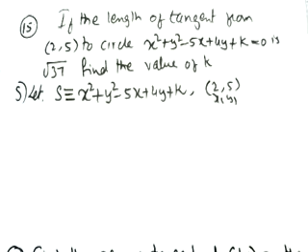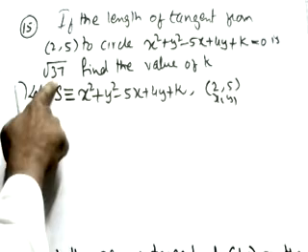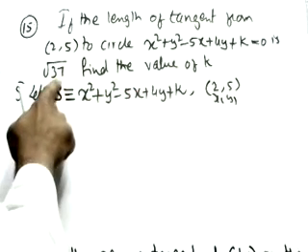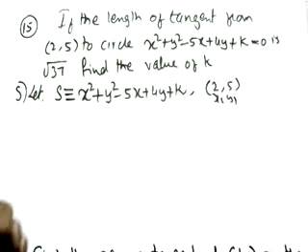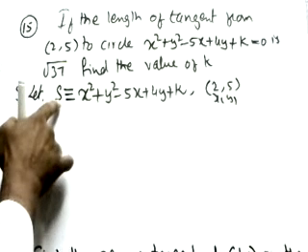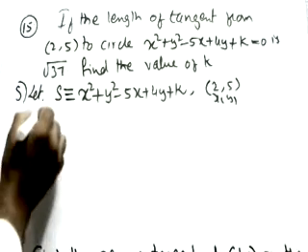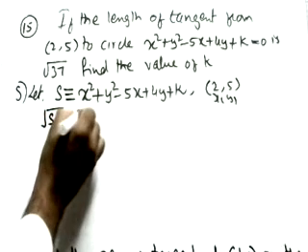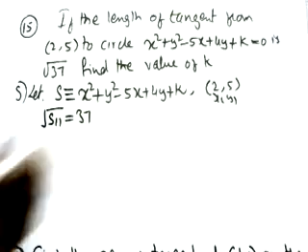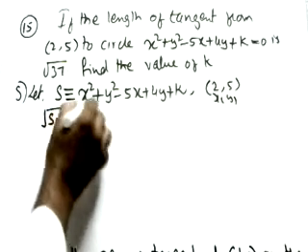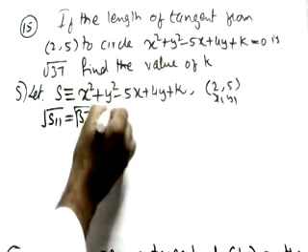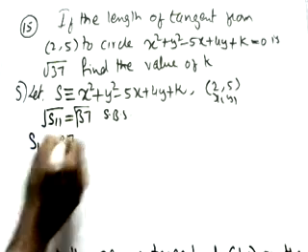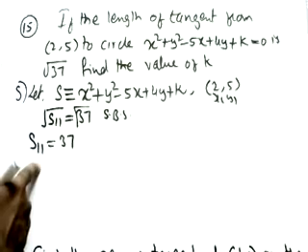Now see the next question. If the length of the tangent from 2 comma 5 to the circle is root 37, find the value of k. Length of tangent is given as root 37. So suppose the circle is S. What is given? Length of tangent is under root of S11. This is given as root 37. Now square this, the root will go. What we are left with here is S11 equals 37.